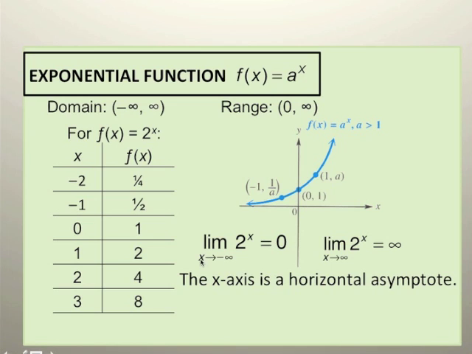As we've already talked about, as x gets closer and closer to negative infinity, 2^x gets closer and closer to 0. As x goes to positive infinity, the y value goes to infinity. This limit going to 0 makes the x-axis a horizontal asymptote, a line that it does not cross.